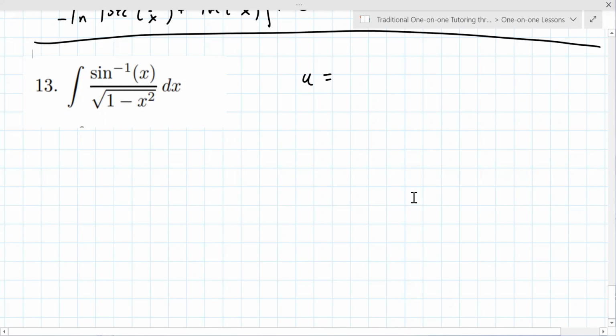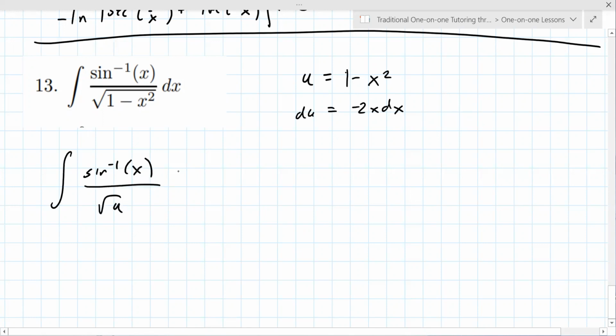1 minus x squared. That seems super reasonable. So don't copy any of this down, let me just carry this through. So it's the integral of sine inverse of x and square root of u, and dx is du over minus 2x. Notice that the x's didn't cancel and there's still an x in here. So that's not it.